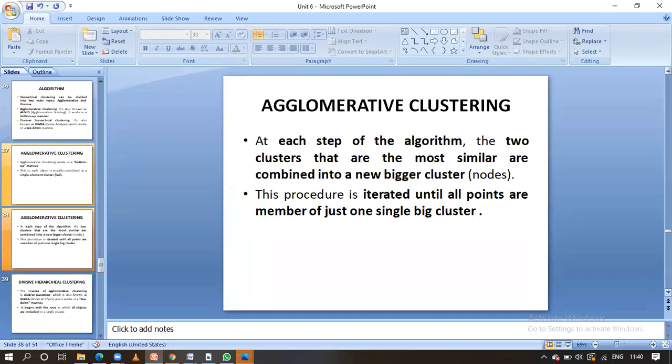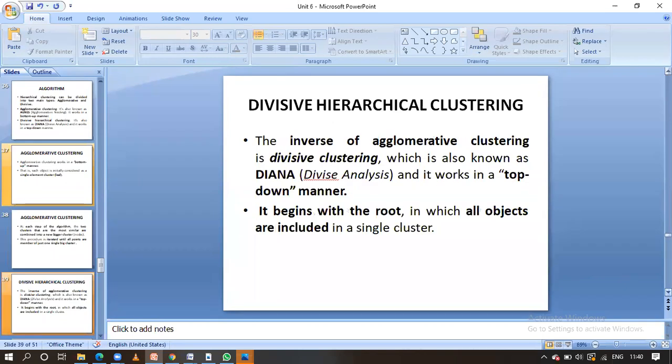Okay, let us go for the next slide. That is the second type of hierarchical clustering, that is divisive hierarchical clustering. This is the reverse process, the reverse phenomena related to the agglomerative hierarchical clustering, guys. We call this Diana, divisive analysis. Here the process that we are going to follow is in a top down manner, guys. That is from the root, the big cluster, to the smaller leaves.